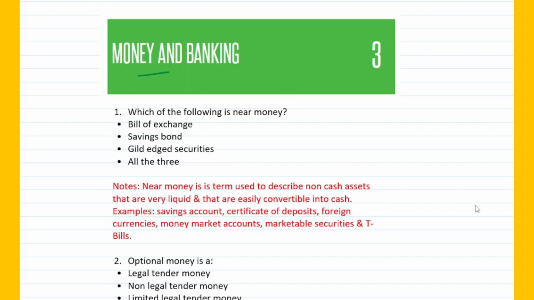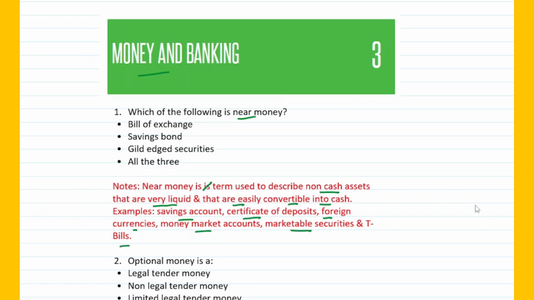First question says, which of the following is near money, right? Let's understand what is a near money. Near money is a term used to describe non-cash assets, right? Something which doesn't deal with cash as such, that are very liquid. Liquid means that can be easily converted into cash. So that's what is very liquid all about. Examples can be savings account, certificate of deposits, foreign currencies, money market accounts, marketable securities, and T-bills, or what we call as treasury bills, right?